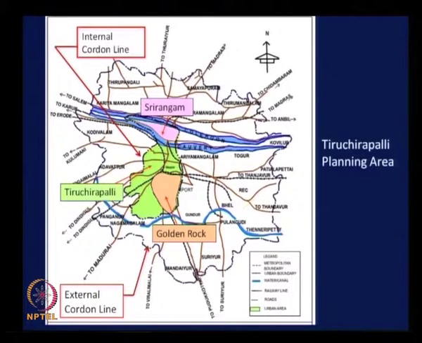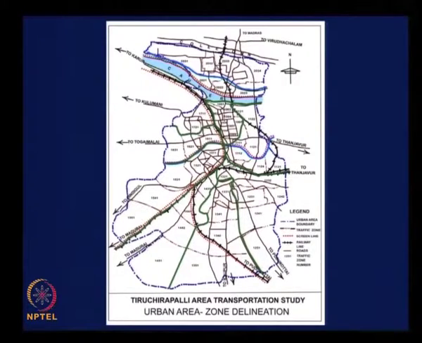Clear? Now let us see how zoning was done for this particular city. We will first consider the area enclosed by the internal cordon line, namely the area within the municipal boundary. And this is how the zoning was done. You need not worry about reading the numbers. You broadly look at the size of the zones first.